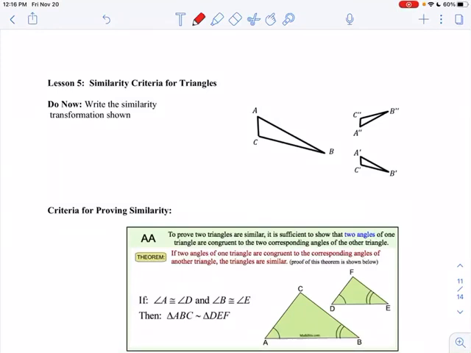Hi GOR, this is Unit 4, Lesson 5, and today we're going to talk about similarity criteria for triangles.